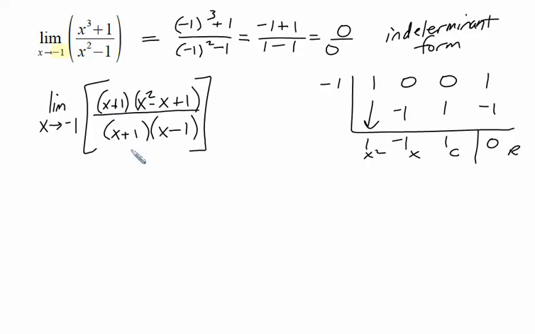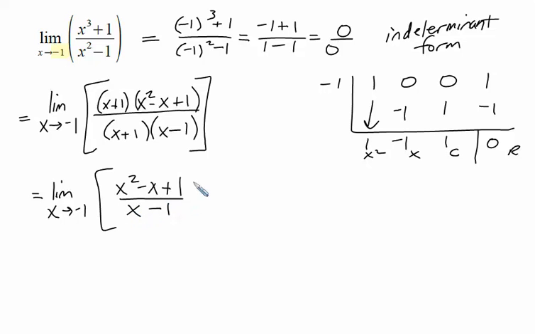Now once we've factored, we can cancel the common factor, but please leave the limit notation out front. We want to see the limit notation until we plug in the value of x. So we get x squared minus x plus 1 all over x minus 1. And the reason we have that is because the x plus 1's cancel when we're doing a limit.